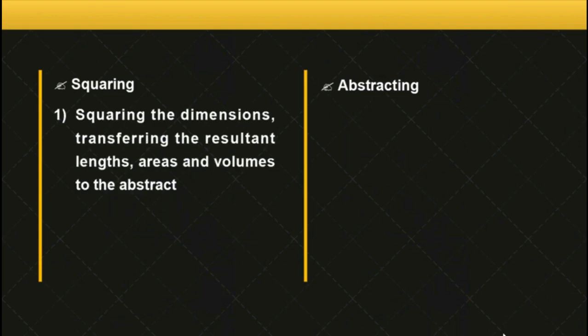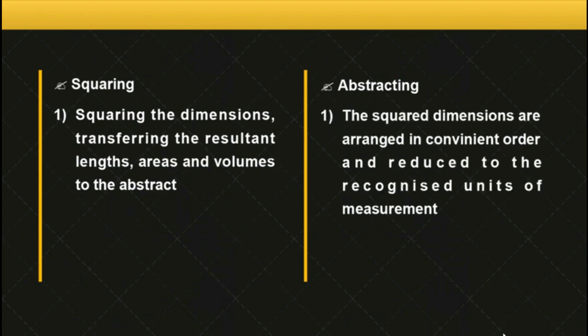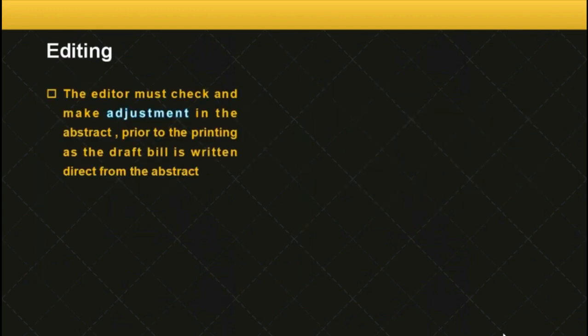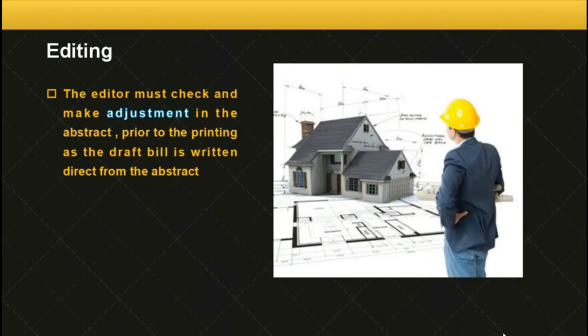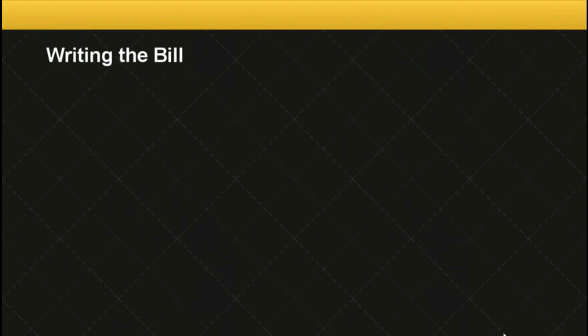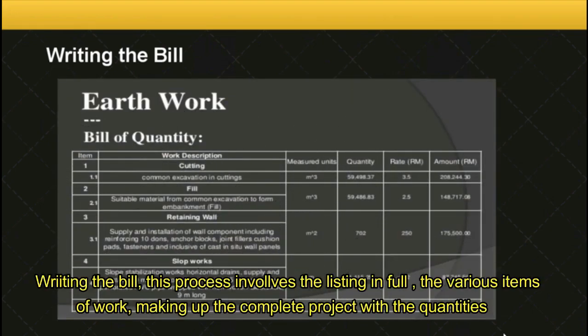Squaring. This comprises squaring the dimensions and transferring the resultant lengths, areas, and volumes to the abstract. Abstracting. The squared dimensions are arranged in convenient order and reduced to the recognized units of measurement. Editing. The editor must check and make adjustments in the abstract prior to the printing as the draft bill is written direct from the abstract. And lastly, writing the bill. This process involves the listing in full the various items of work making up the complete project with the quantities involved in a suitable order.